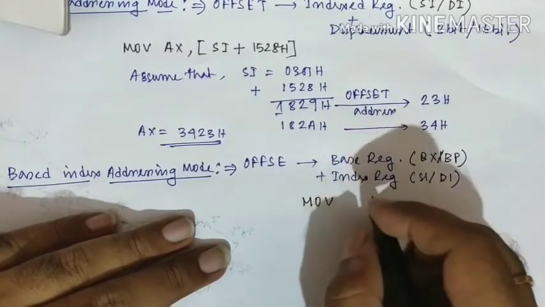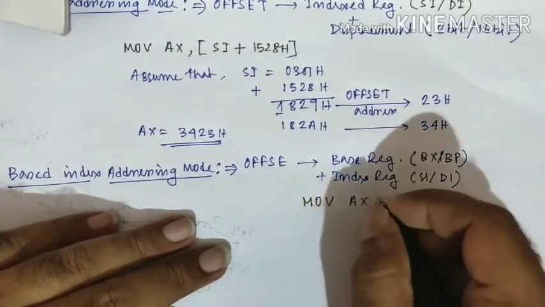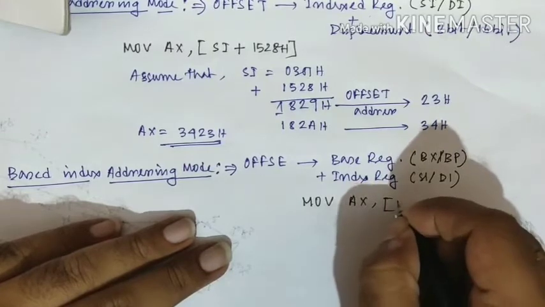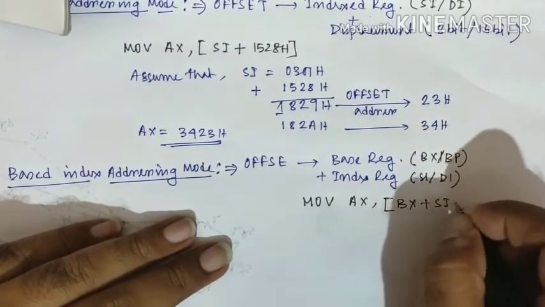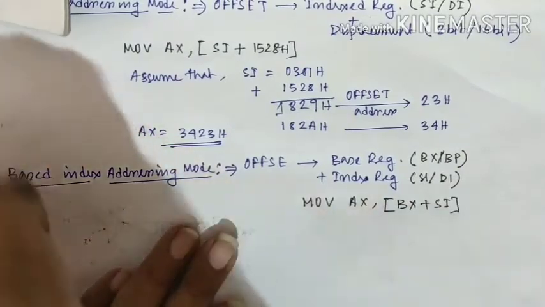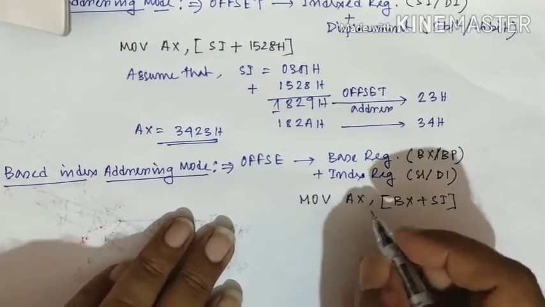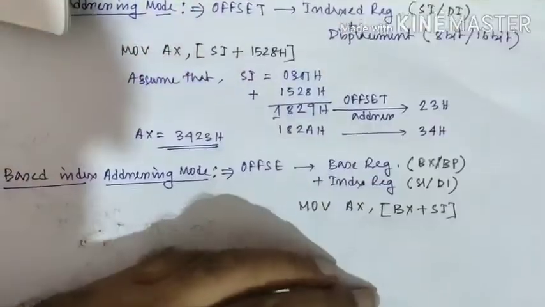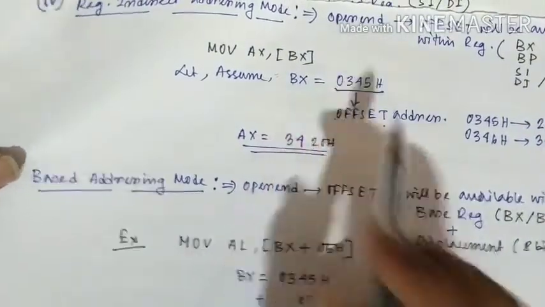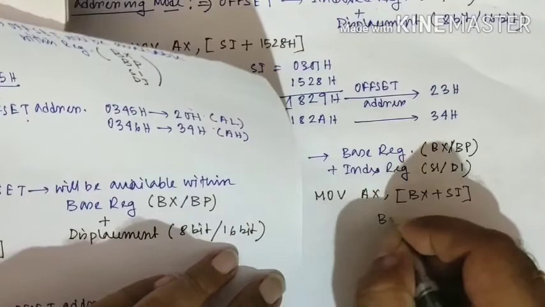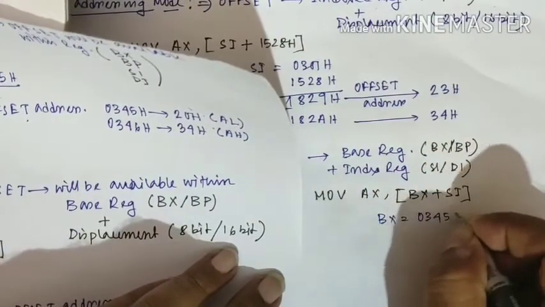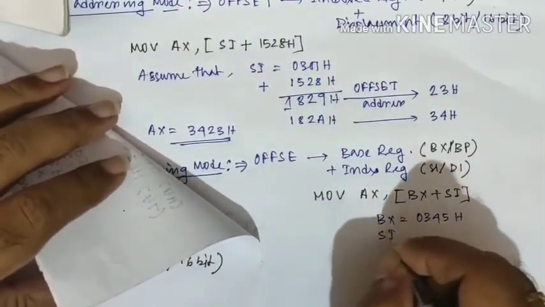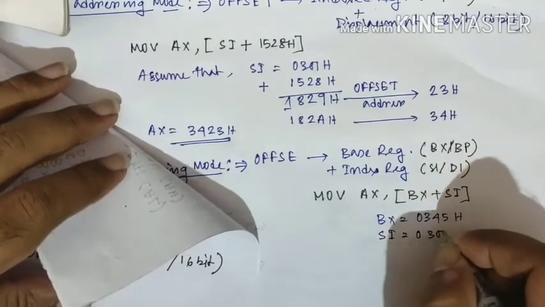MOV AX, [BX plus SI]. So if that happens, then how does it perform? We have already assumed that the content of BX is 0345 hex. We have assumed that SI contains 0301. So assume SI is equal to 0301 hex.